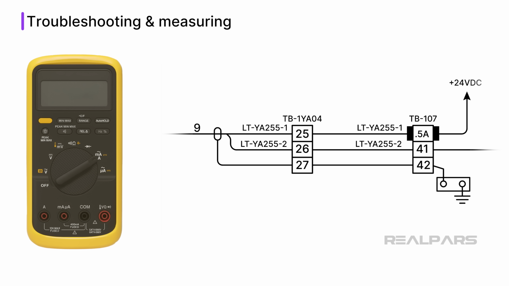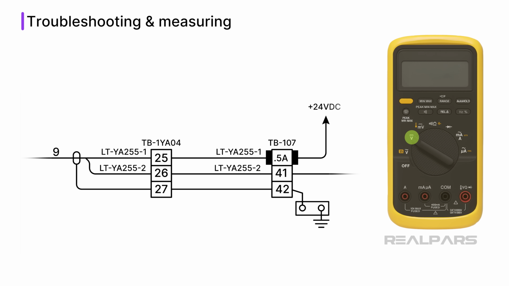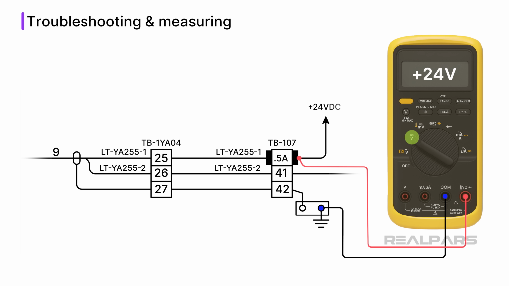The next step is to measure the DC voltage on both sides of the 0.5 amp fuse with the DMM set to DC volts. If you measure plus 24 volts on the supply side and 0 volts on the load side, it's time to change the fuse. If you measure plus 24 volts on both the supply and the load side, the fuse is fine, and the fault is likely elsewhere in the current loop.